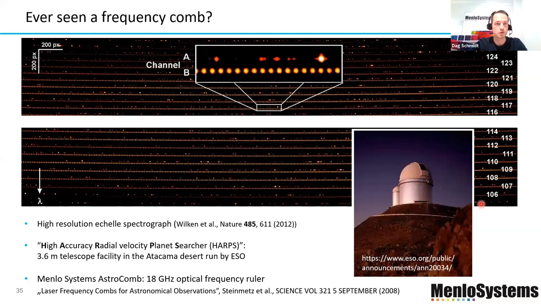This is the output of a high resolution Echelle spectrograph. This spectrograph is part of the so-called HARPS telescope, the High Accuracy Radial Velocity Planet Searcher. And this is a 3.6 meter telescope facility in Chile, operated by the European Southern Observatory.